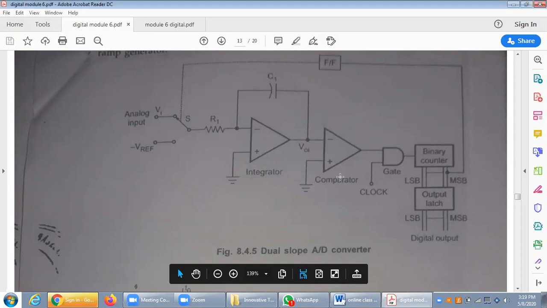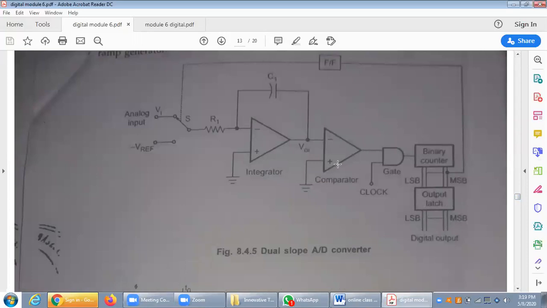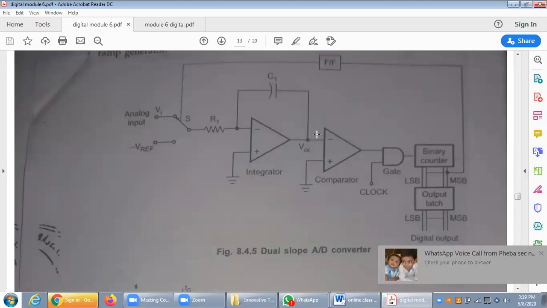Now, this is the comparator. The comparator compares two values. This value is given as 0, and this is the value given as input. Suppose the value is 0, it will compare with this one, and if both values are 0, it will produce a 0 voltage here. So the comparator output is 0 or 1. It will give 0. This is the AND gate.